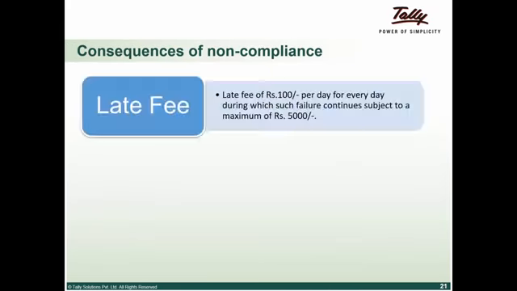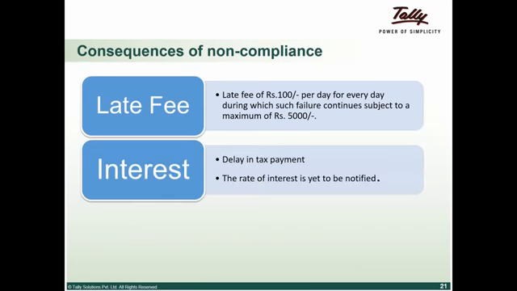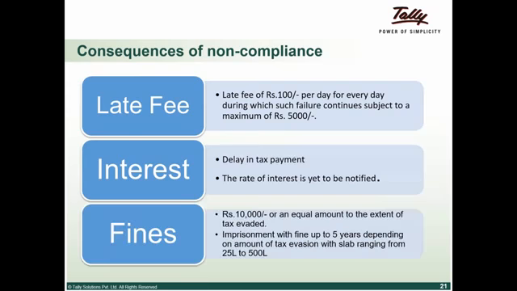Consequences of non-compliance. There's a late fee. It is 100 rupees per day for every day during which such failure continues, subject to a maximum of 5,000 rupees. Right? Interest: for delayed tax payment there is an interest, and the rate of interest is not yet notified, but the interest is going to be there for delayed tax payment. Fines: 10,000 rupees or an amount equivalent to the tax amount evaded.